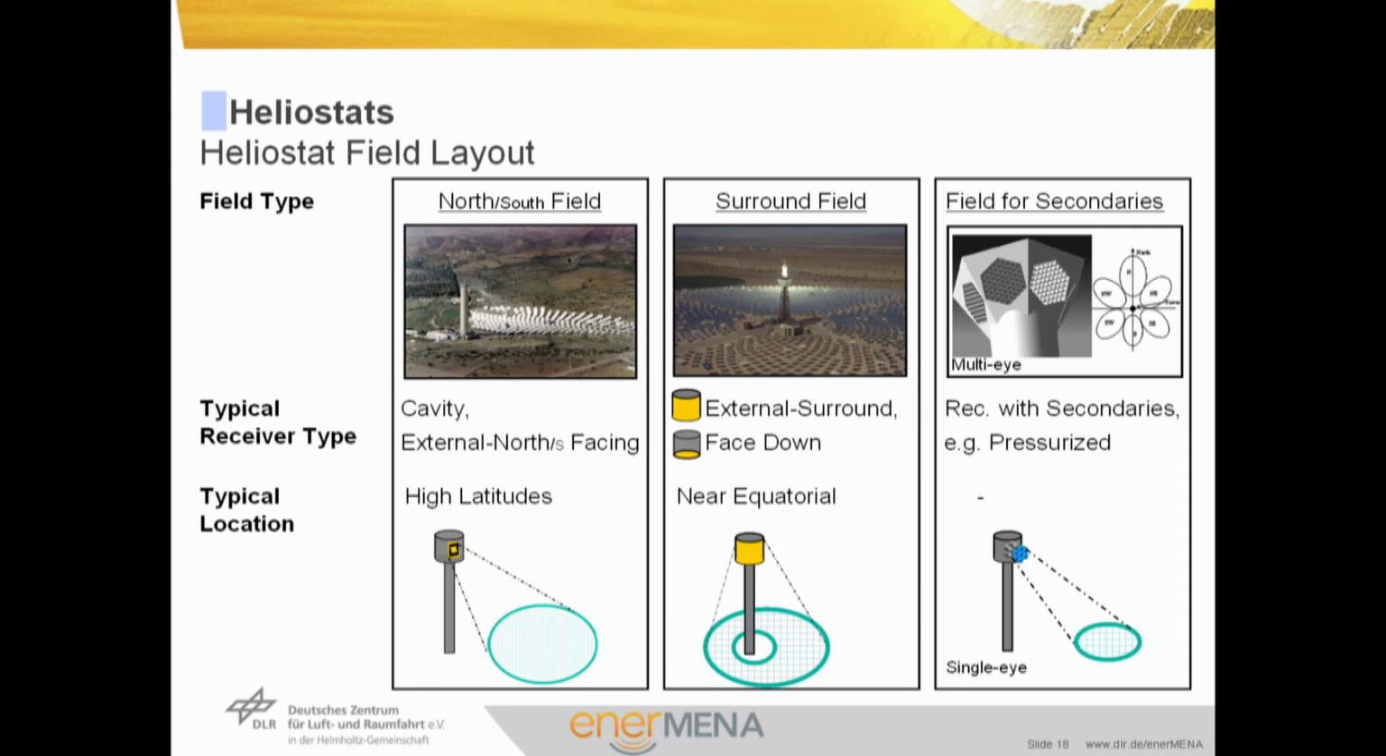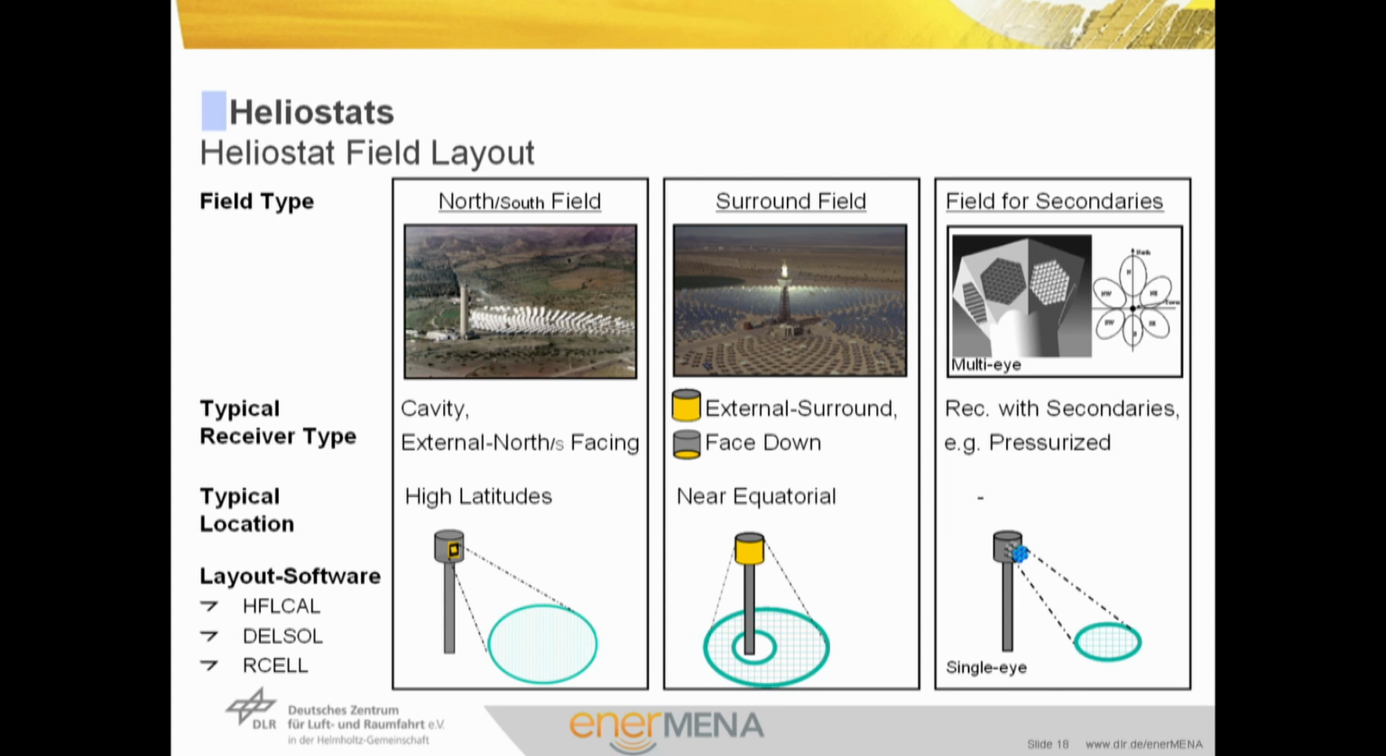And last but not least, we have special field configurations for special receivers which use secondary concentrators. So here on the bottom you see a single-eye concept, a cluster of receivers with secondary concentrators, and you see a kind of ellipse on the ground, which is the field. But you can also think of a multi-eye concept where you have multiple eyes and then a field consisting of subfields.